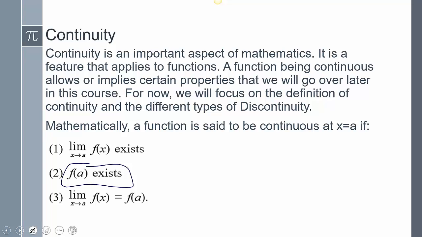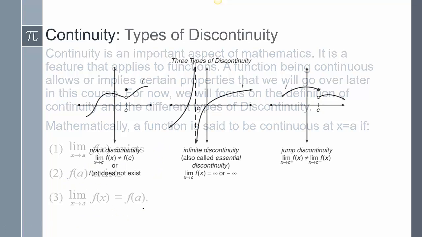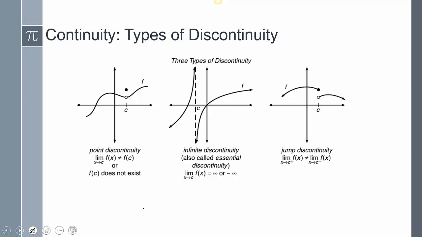It needs to equal the same value as if I just plugged it in. It's kind of like taking that last little element and tying both of them together. So you check off that this exists, you check off that this exists, and then you make sure that both of them equal each other. And if you can determine that, then we know that the function is continuous at that given value. So now that we know what is continuous, now we have to look at the types of discontinuity.